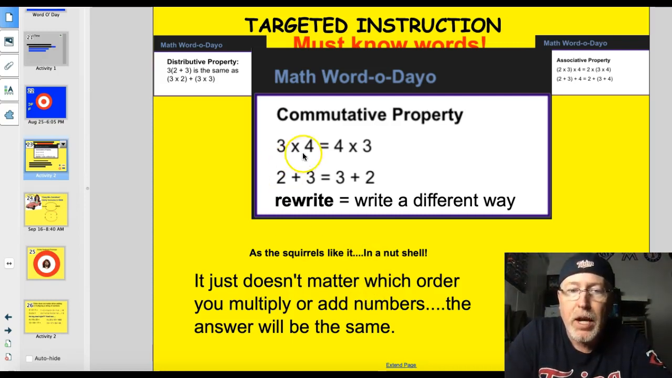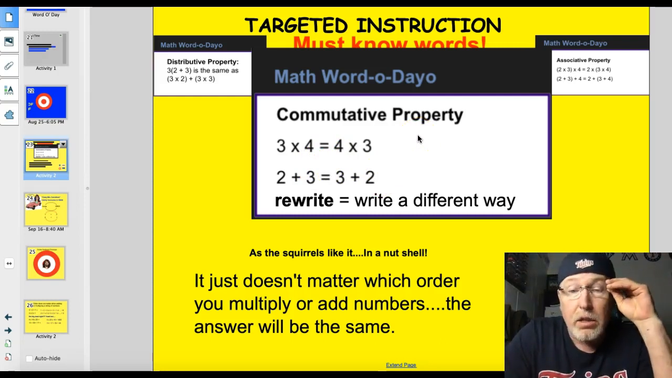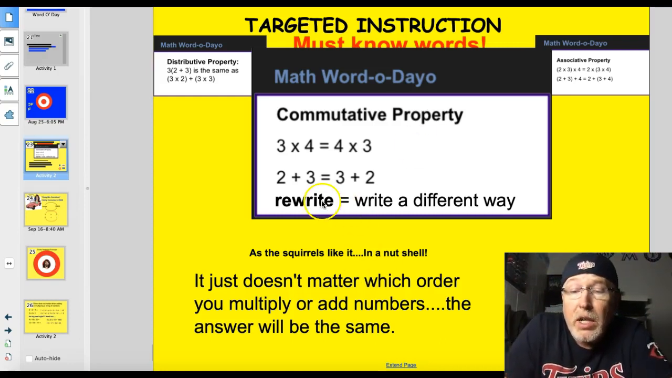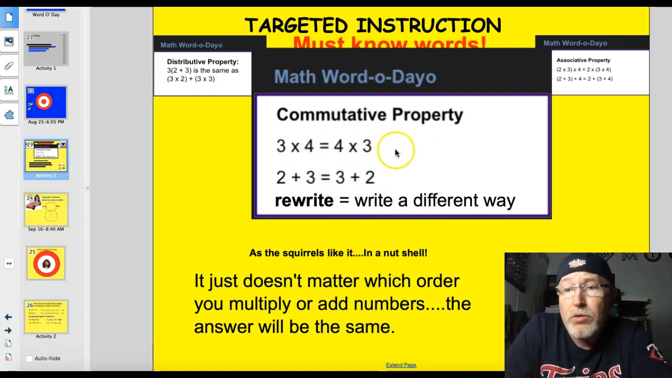Take a look at this. 3 times 4 is equal to 4 times 3. You already know that. 2 plus 3 is equal to 3 plus 2. This is made possible by our good friend, the commutative property. You can rewrite things, and rewrite is a word that means to write in a different way. So instead of 2 plus 3, I'm moving these numbers around and writing it as 3 plus 2.